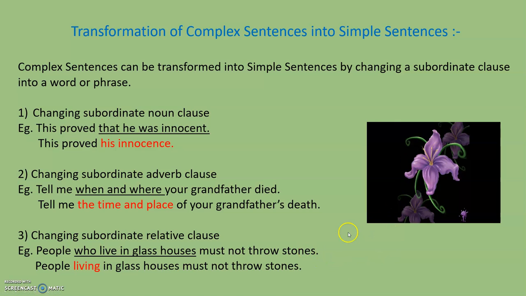So these are the methods that we use for changing complex sentences into simple sentences. Now remember, children, in complex sentences always look out for where the subordinate clause is. Where the subordinate clause is, you change that into a word or a phrase to make it a simple sentence.